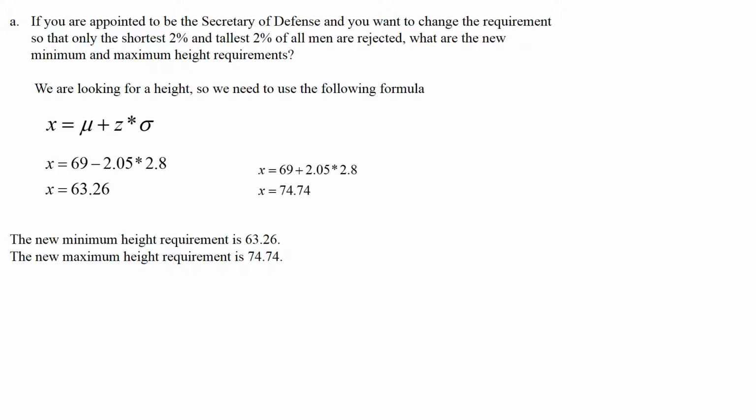If the tallest 2% of the population is being excluded, I look up the area 0.98 in the table or get as close to 0.98 as possible. The area closest to 0.98 is 0.9798. The z-score corresponding to that area is 2.05. X equals 69 plus 2.05 times 2.8. The answer is 74.74. So the new minimum height requirement is 63.26 and the maximum height requirement is 74.74.